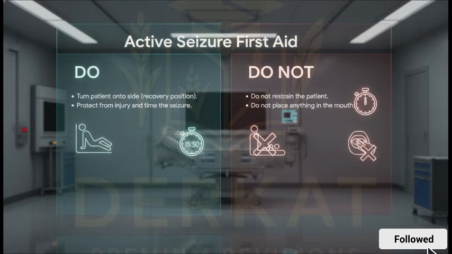But what about immediate, on-the-ground first aid? Let's vigorously debunk some really dangerous myths right now. When a patient is seizing, do protect them from injury and turn them onto their side into the recovery position once it's safe and the convulsions stop, just to protect that airway. Do time the seizure. Remember that 5-minute mark for status epilepticus. But do not restrain the patient.